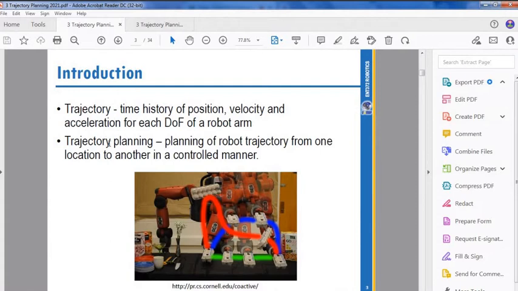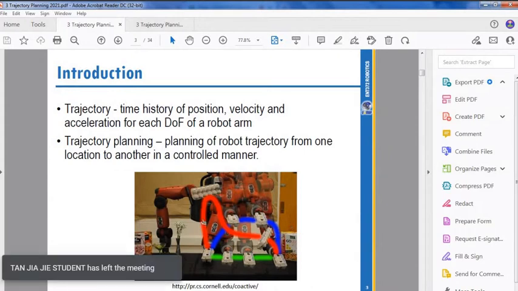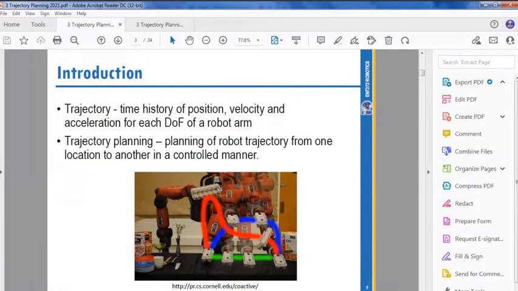Trajectory planning means planning the robot trajectory from one location to another location in a controlled manner. That means smooth. An example is manipulating the packaging of eggs in industry. How do we manipulate the robot so that the egg is safe, because the egg is fragile? So we need to control the robotic arm so that the robot can move in smooth motion. So we use a trajectory planning scheme.